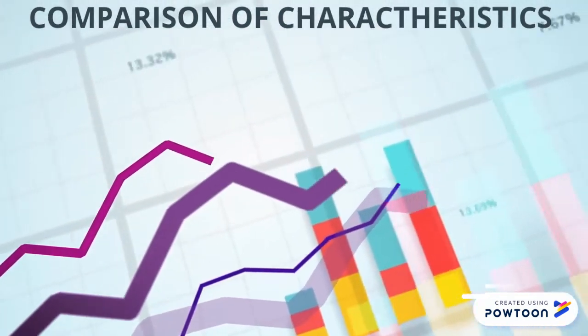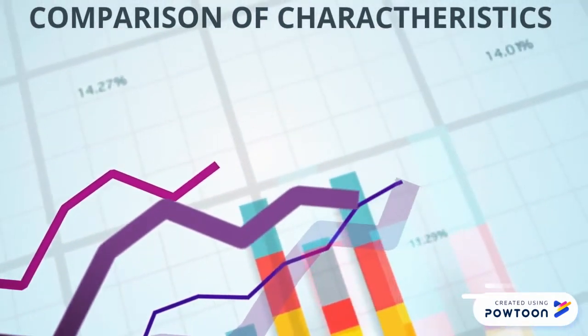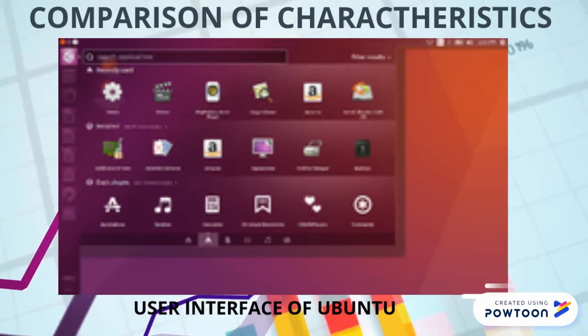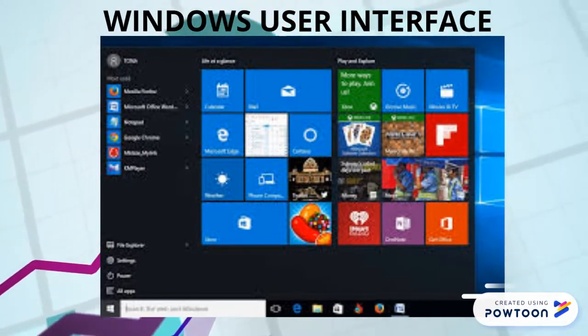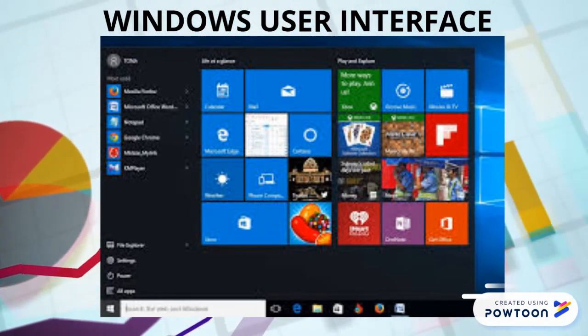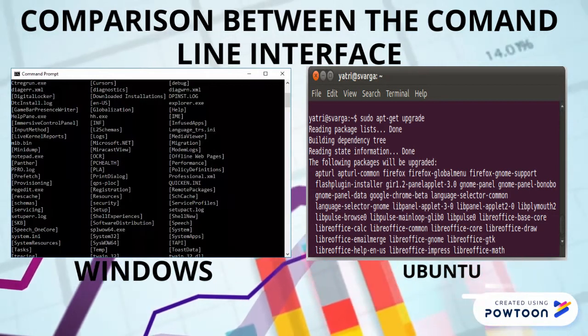Now we will compare some of the characteristics between Windows and Ubuntu. This is an example of the Ubuntu user interface. This is an example of the Windows user interface. This is the comparison between the command line interface of Windows and Ubuntu.